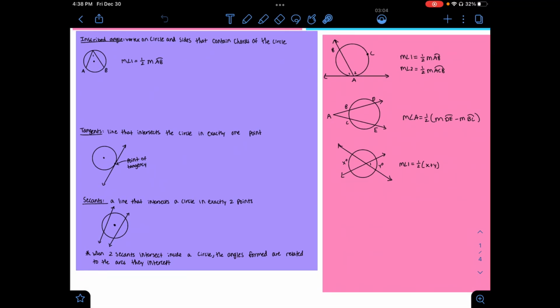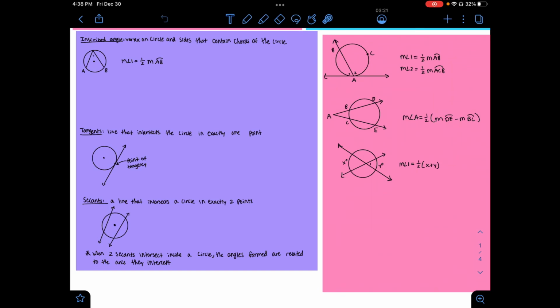Tangents are lines that intersect the circle at exactly 1 point. So it's never going to go through the circle. It's always going to touch at 1 point. So this could be a tangent, this could be a tangent, this could be a tangent. There's infinite types of tangents, like infinite lines you could have drawn that are tangents.